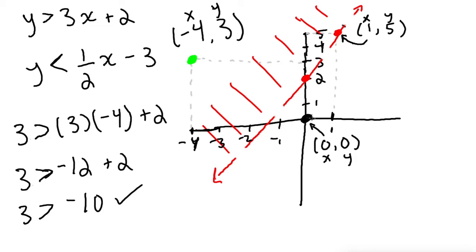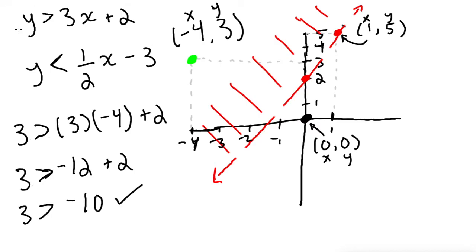I didn't want to shade down here because 0, 0 made this not true. So all of these numbers have got to be wrong. It's just a process of elimination. You're either going to shade this side or you're going to shade this side. I know I didn't have to shade this side, so I must have to shade this side. So that's how you do this graph right here.